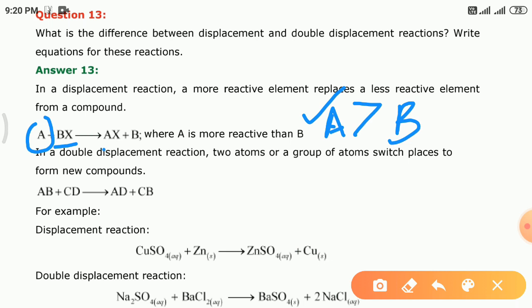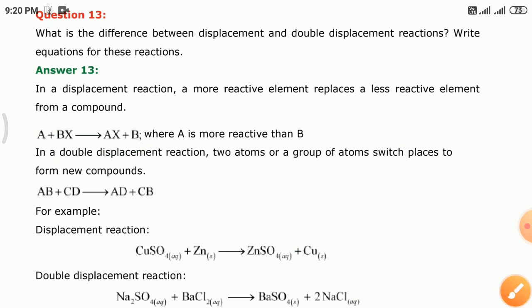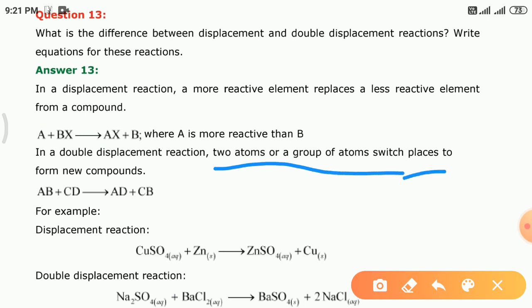So it will give AX plus B, where A is more reactive than B. That is the displacement reaction. Then, in a double displacement reaction, two atoms or groups of atoms switch places to form new compounds. For example, AB plus CD gives AD plus CB, as they exchange their ions.